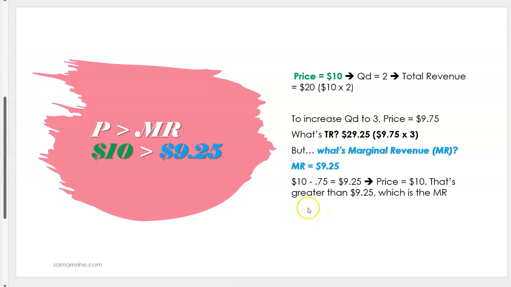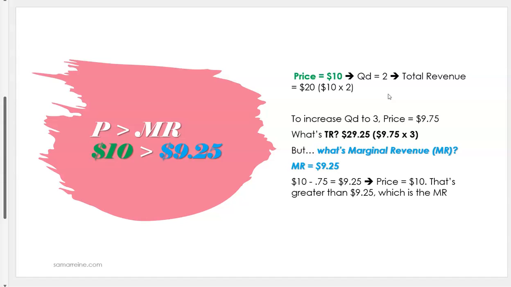So in this example, and this is a price searcher, it's a monopoly in this case, the price should exceed the marginal revenue. We have a price of $10, but I want to show you why the marginal revenue is less than that, and it's $9.25. So we're going to take this example. Imagine you have a price of $10, and at $10, this company can sell 2 units. Their total revenue is $20. Simple. $10 per unit, 2 units, $20.